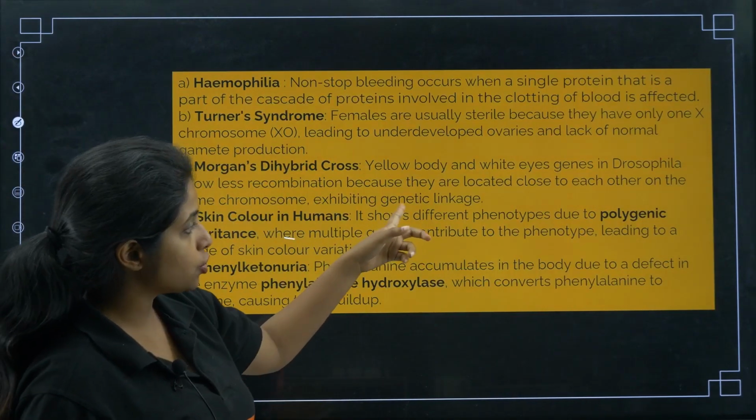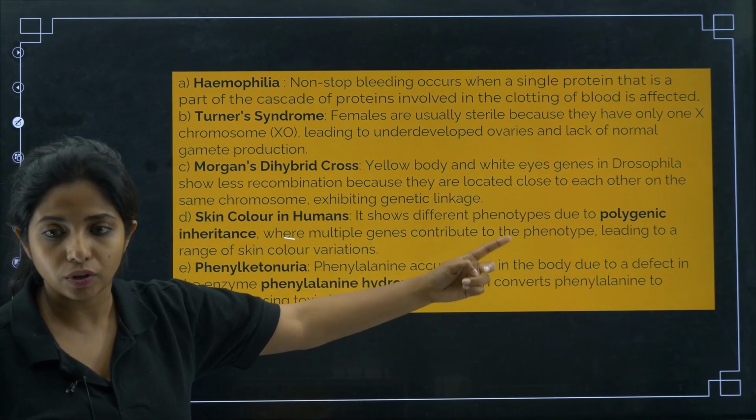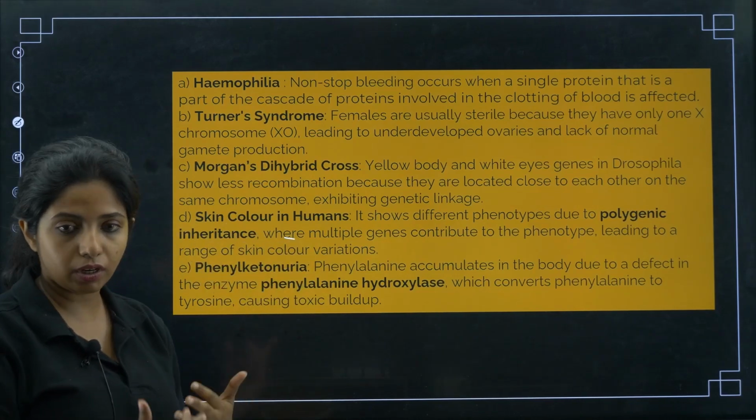Skin color in humans shows different phenotypes due to polygenic inheritance, where multiple genes contribute to the phenotype, leading to a range of skin color variations, different color changes.